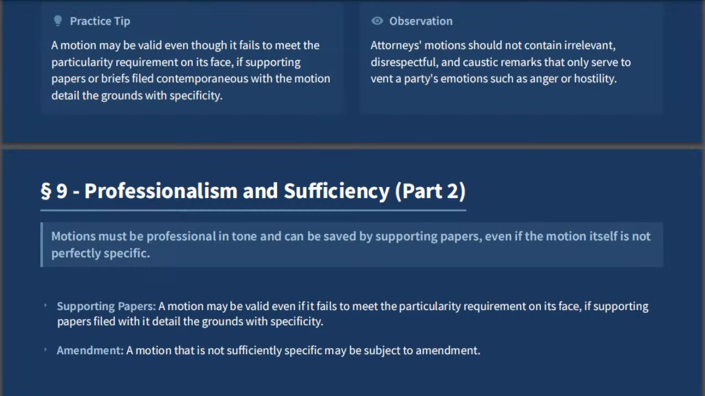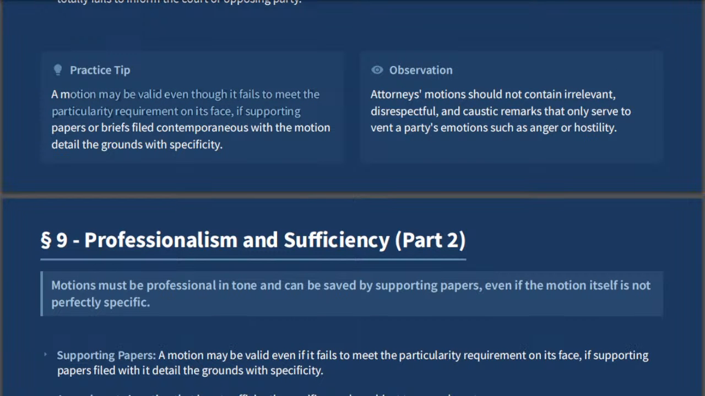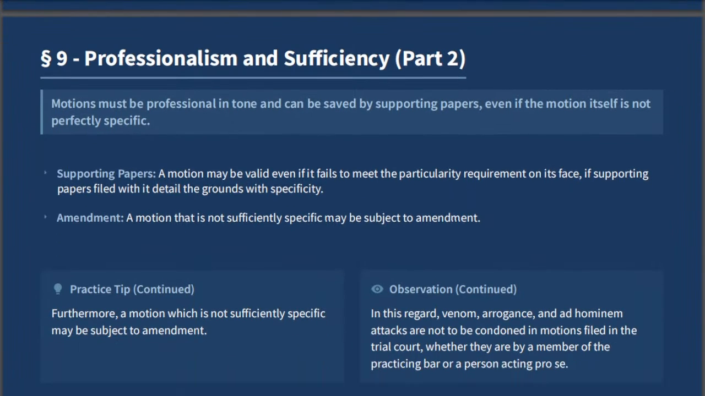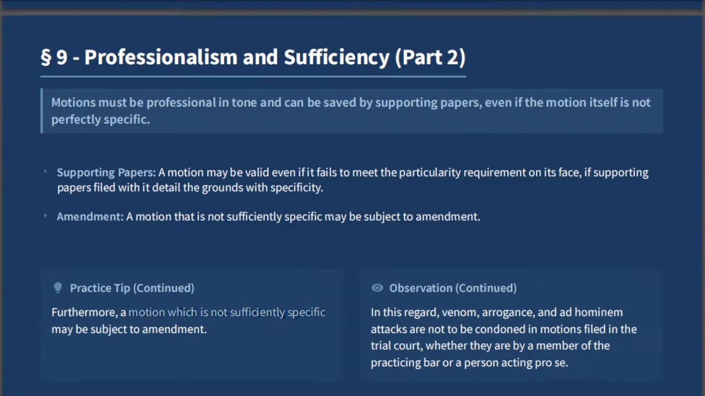Let's go back here. A motion may be valid, though it fails to meet the particularity requirement on its face, if supporting papers or briefs filed contemporaneous with the motion detail the grounds with specificity. Furthermore, a motion which is not sufficiently specific may be subject to amendment. So we saw here, you have supporting papers, or you could still be subject to amendment if they claim it's not sufficient. Our observation here continued.